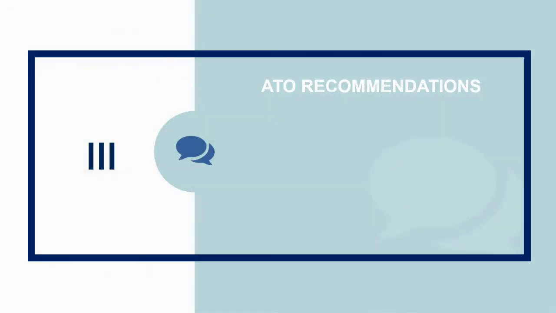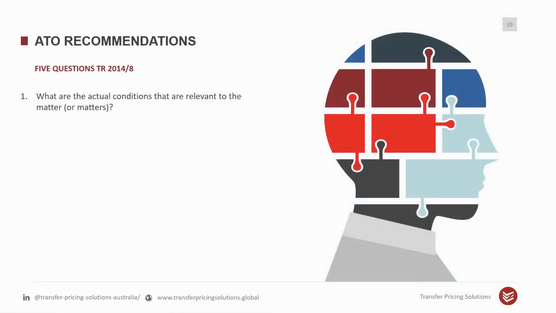I'm going to go through now what the ATO requirements are and what they expect for the documentation. Your transfer pricing documentation needs to have answered 5 questions in accordance with TR 2014-8. What are the actual conditions that are relevant to the matter or the matters? So what actually happened? What were the actual transactions?